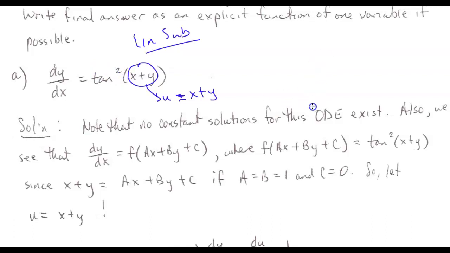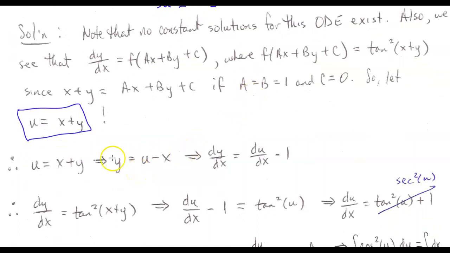Okay. Now, in looking at this, as my note says here, note that there are no constant solutions because there's no one single value for y here that will make all of the right-hand side of this particular equation go to 0. Okay. So we don't have to worry about constant solutions for this particular problem. So here, as I said before, we're going to let u equal x plus y.